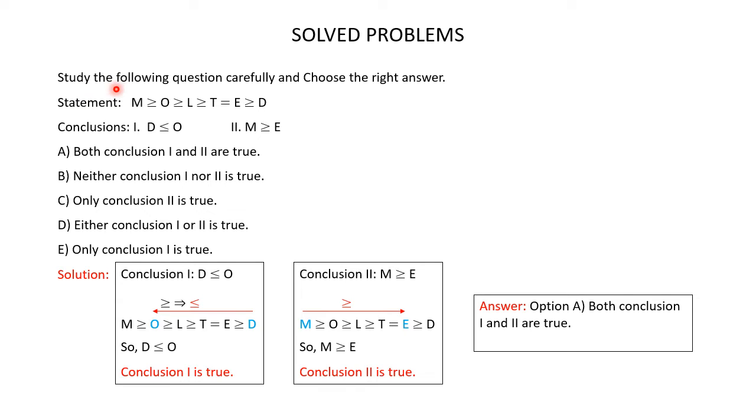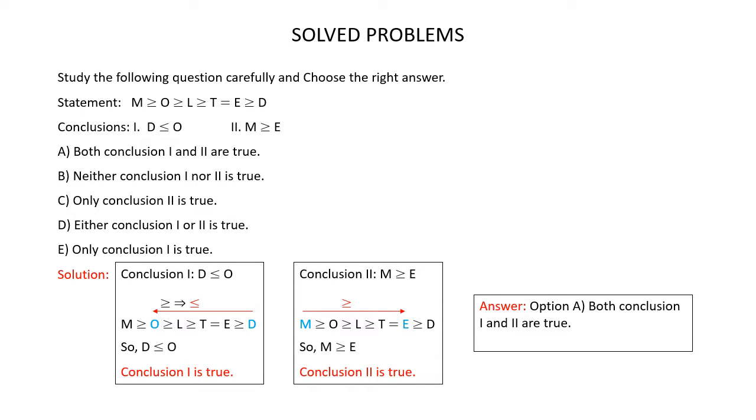Study the following question carefully and choose the right answer. You're given a statement here. M is greater than or equal to O, is greater than or equal to L, is greater than or equal to T, is equal to E, is greater than or equal to D.